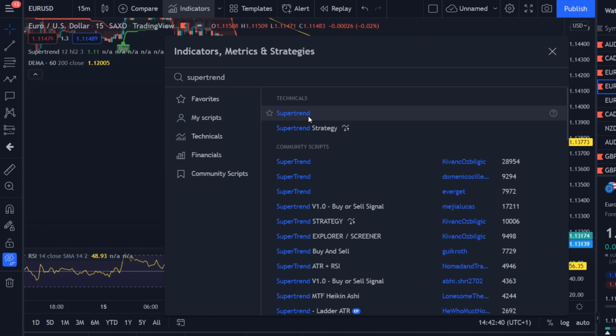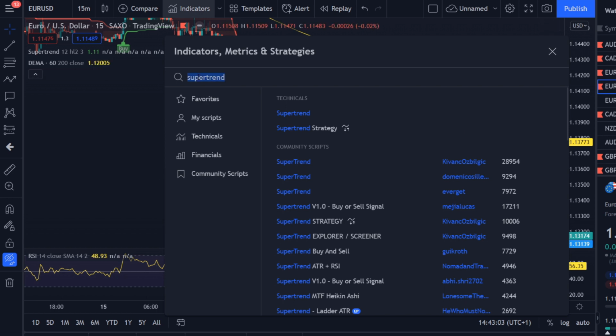This is the main indicator that a lot of people use, but we used this one by Kivans Ojbilic, and the main difference is that you will have buy and sell signals when you use this one. So yeah, I prefer to use this super trend indicator.